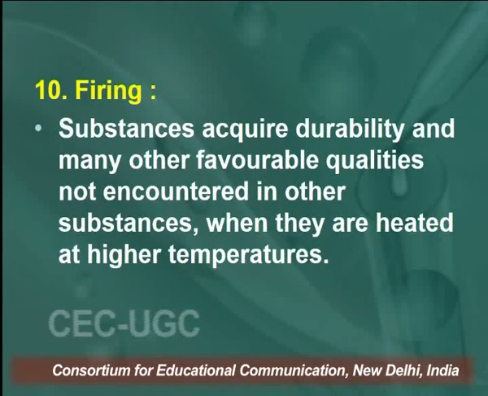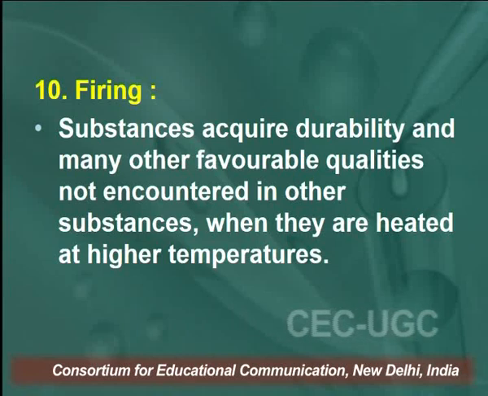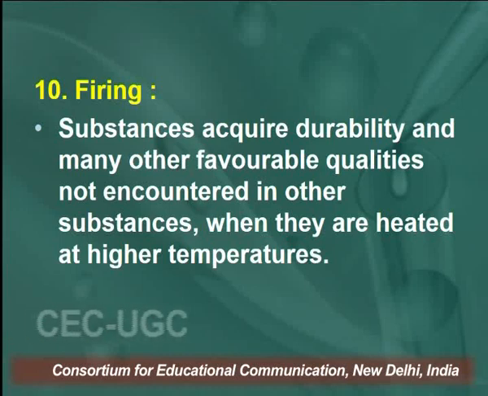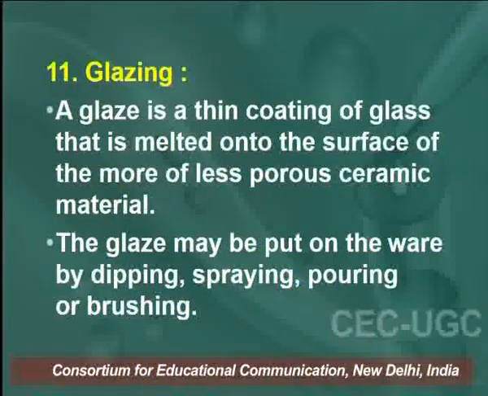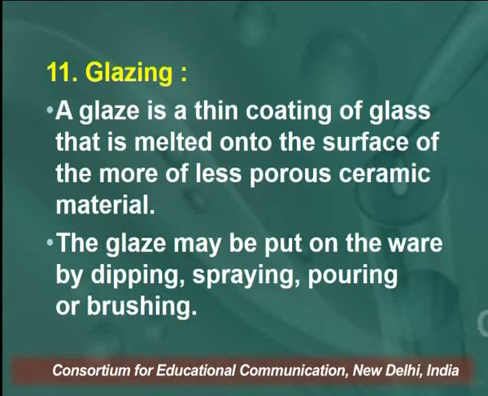Now firing. Substances acquire durability and many other favorable qualities not encountered in other substances when they are heated at higher temperatures. Now comes glazing. A glaze is a thin coating of glass that is melted out on the surface of more or less porous ceramic material. The glaze may be put on the ware by dipping, spraying, pouring or brushing.